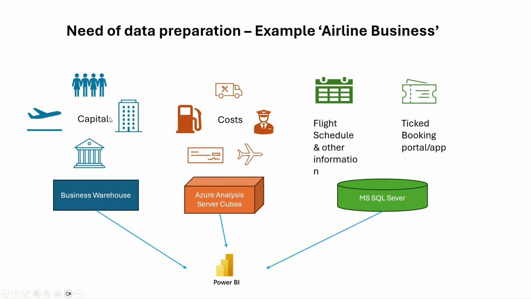And if you want to know the status of your capital, then you need to fetch the information from the business warehouse. So this is just an example. It can be other sources as well, like a manual file or a flat file. This is the need because you want to know the overview. These are cross functional, like the capital is dependent on cost, and the cost is dependent on how many bookings we are getting. So these business modules are interrelated to each other.